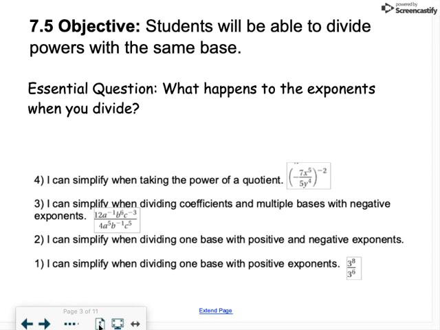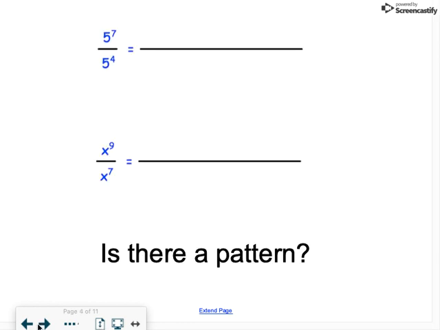So today is 7.5. This is our first day of 7.5. Students will be able to divide powers with the same base. Our essential question is, what happens to the exponents when you divide? So again, feel free to pause this video at any time if you need to slow it down. Take your time through it. Pause that video. Take good notes here.